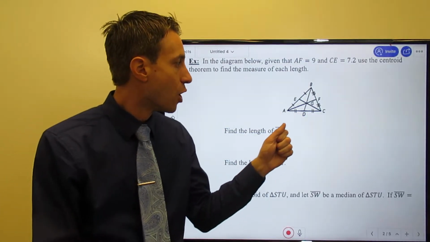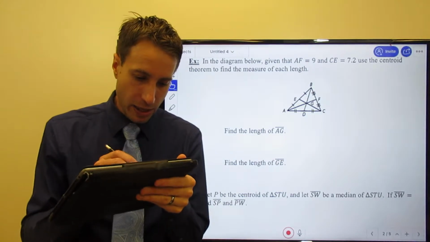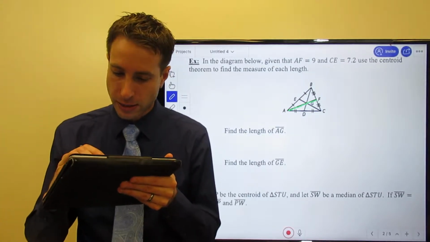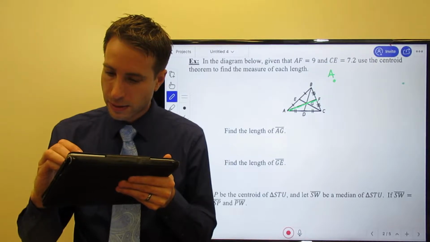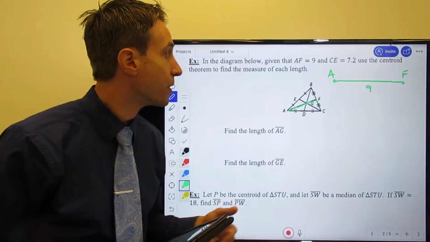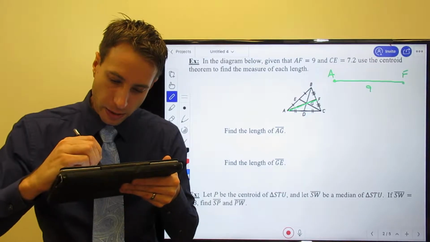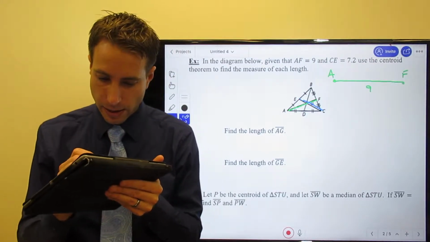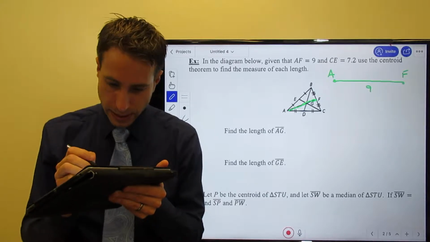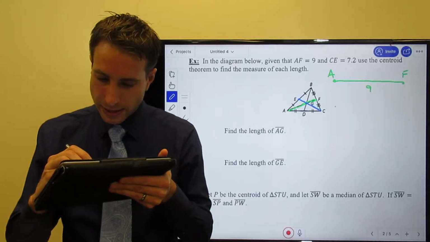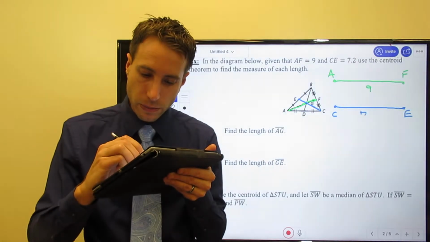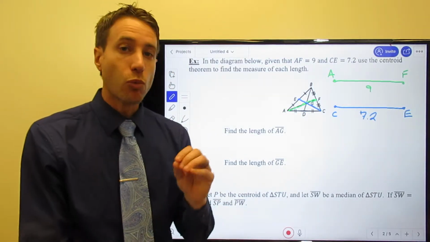Now, the information given. AF is 9 units long, so let me do that one in green right here. This entire length, A to F, is 9 units long. What else do I give you? Oh, C to E, right here. So this entire length, C to E. Sorry, that is not on my line. Hang on a second, I can fix it. C to E, let's see if I can do better. What did I tell you? 7.2 units long.